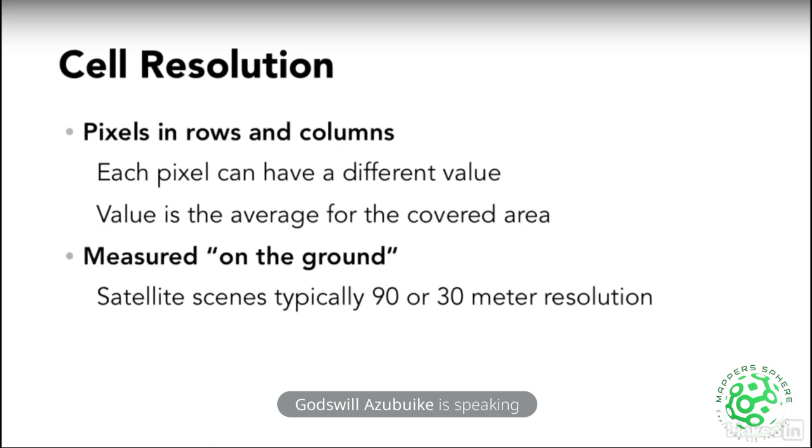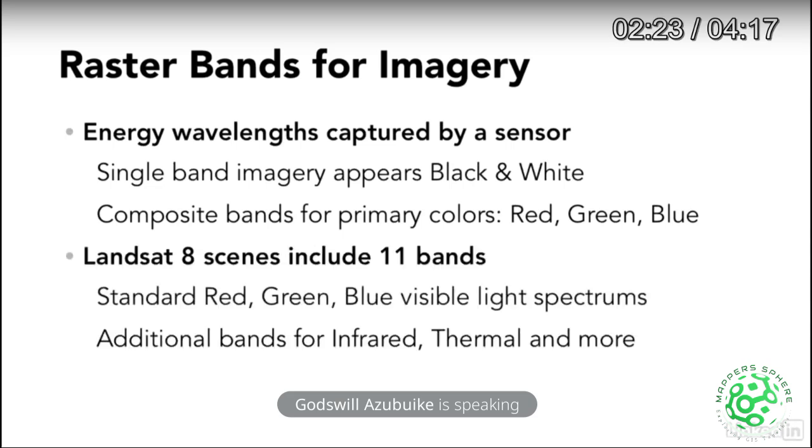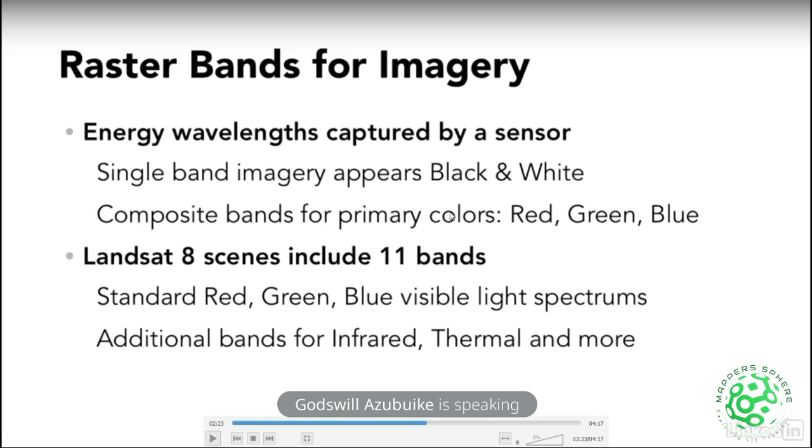So we have something called bands. What are bands basically? Bands are different energy wavelengths captured by the sensor. We have what we call panchromatic, and we have multispectral. When we say panchromatic, that is just black and white. That's a single band, just black and white. And when we say multispectral, that can have red, green, blue, infrared, and all of that.